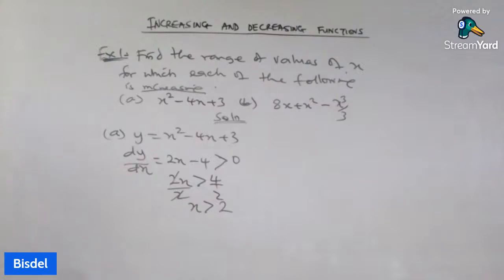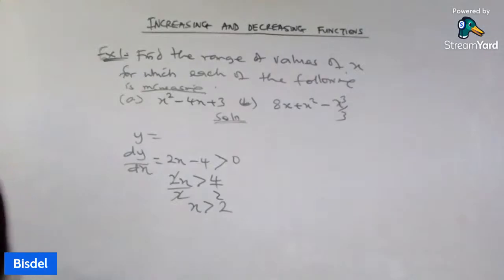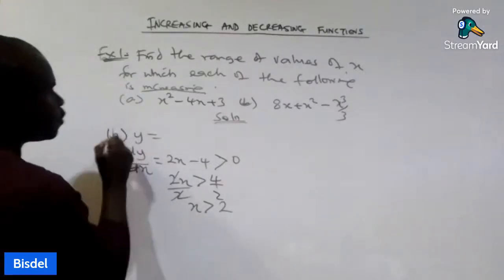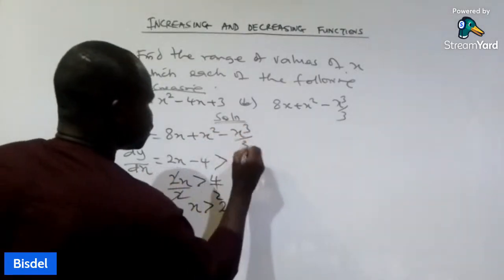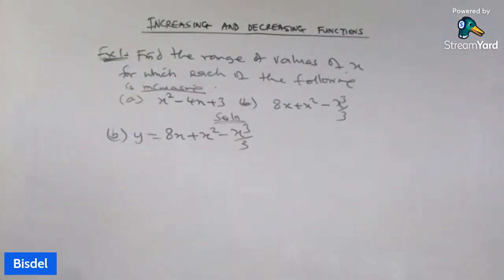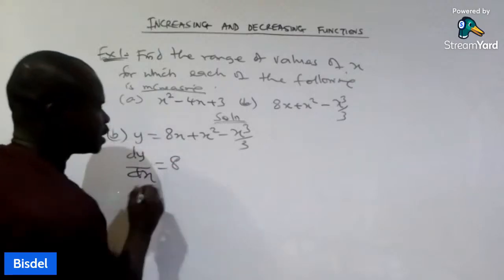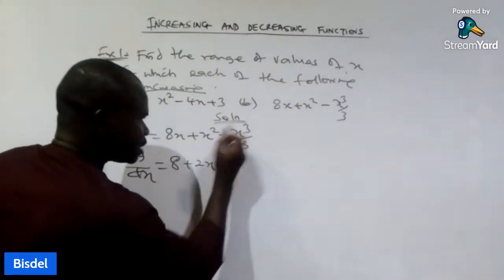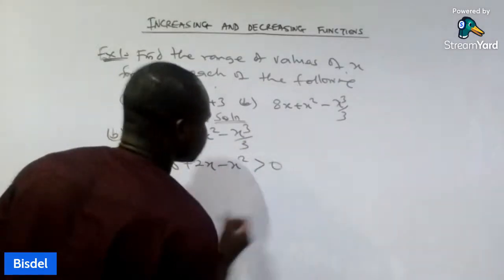So we go ahead to the second question, under example 1b, where we have y equal to 8x plus x squared minus x cubed all over 3. We want to find the value of x for which this function is increasing. So if I differentiate, dy/dx will be equal to 8 plus 2x. Then by the time I differentiate this, 3 will come down minus 2, I'm going to have minus x squared greater than 0. That's what I'm going to have.